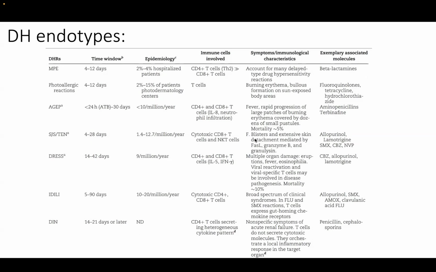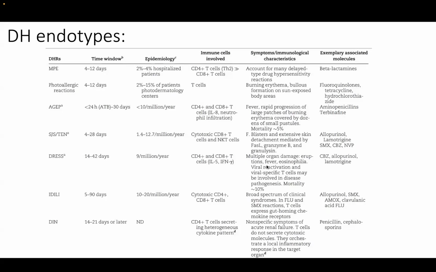How about Stevens-Johnson or TEN? I think we all know how Stevens-Johnson or TEN looks, but it's mainly blisters and extensive skin detachment mediated by Fas ligand, granzyme B, and granulysin. This is perforin. These are common. This is a very common clinical presentation.